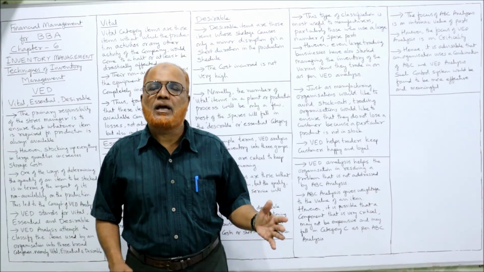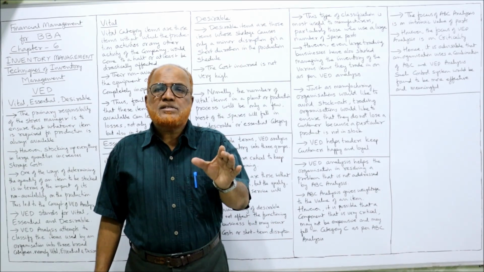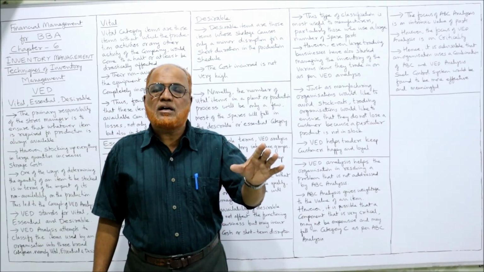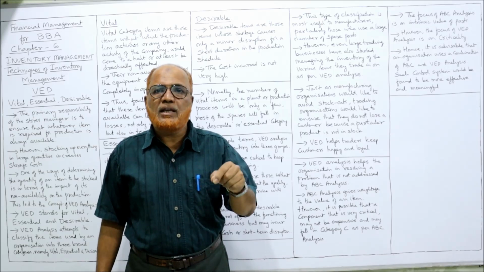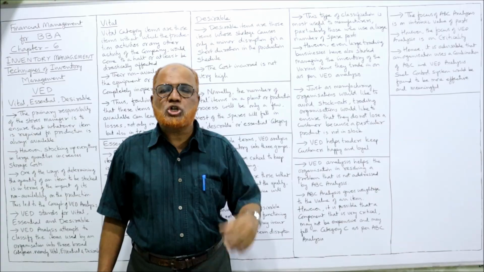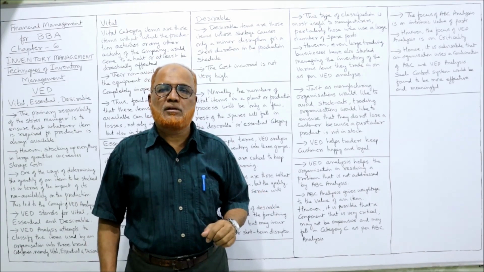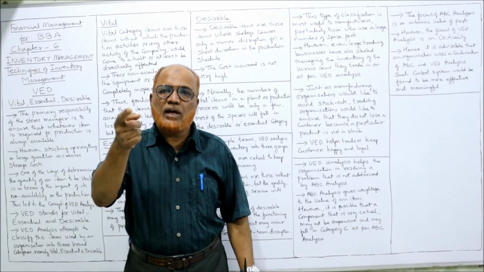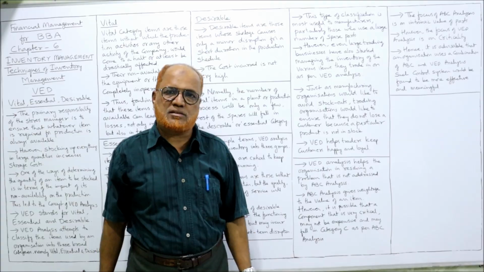Now we are comparing VED with ABC. The ABC analysis will categorize the items on the basis of value without any criticality. What is the impact on the production? That is not taken into consideration by ABC. The limitation of ABC analysis will be taken care of by VED analysis.